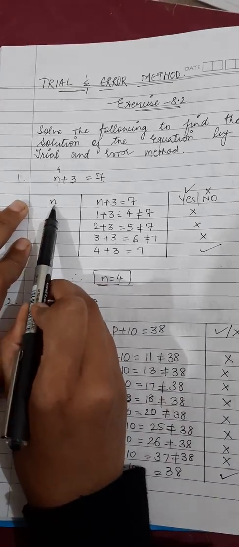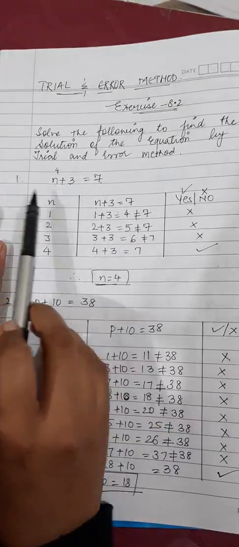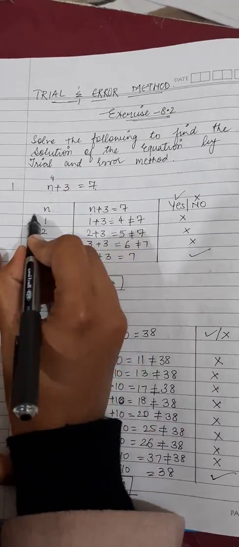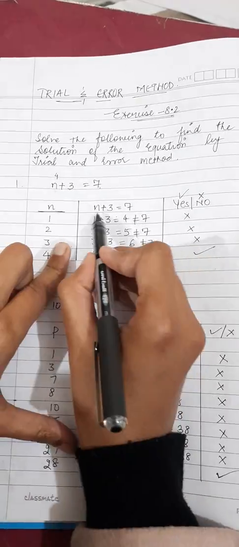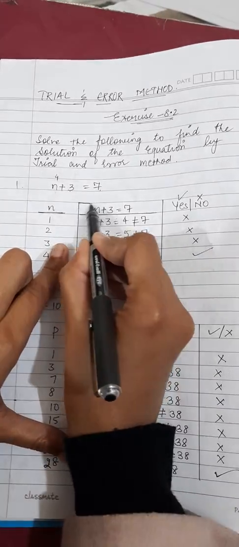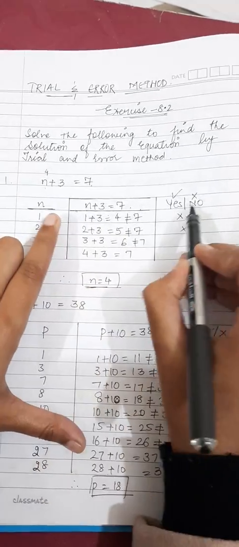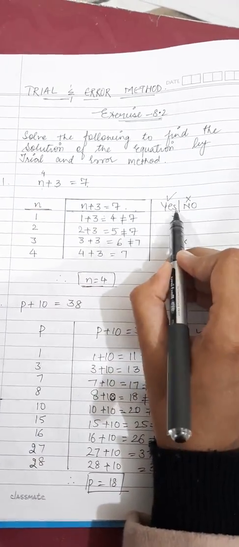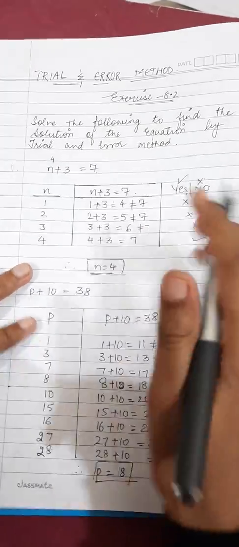First of all, if I keep the value of n as 1, you're going to make the table like this. In the first column you are going to write n, in which you are going to place the different values of n. In the second column you are going to place the algebraic expression like this, and here you are going to write yes or no, tick or cross. Okay, now let us see with this.